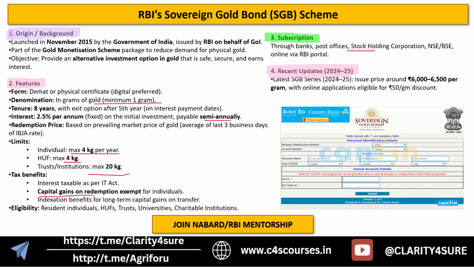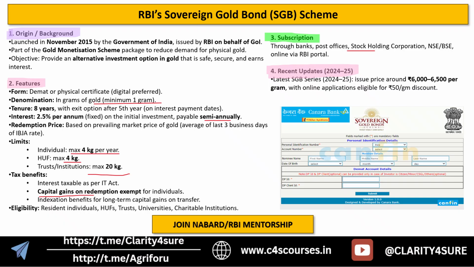Moving to the next and the last scheme for the day, the RBI Sovereign Gold Bond Scheme, which is very, very important, which was launched in the year 2015 by the Government of India. It is issued by RBI on behalf of the Government of India. It is one of the important aspects of the gold monetization scheme to reduce the demand of physical gold. And what is the objective? To provide an alternate investment option in gold that is safe, secure, and earns interest.